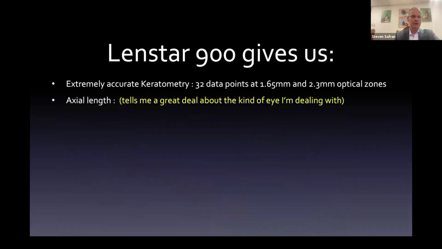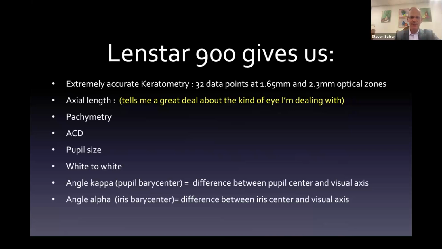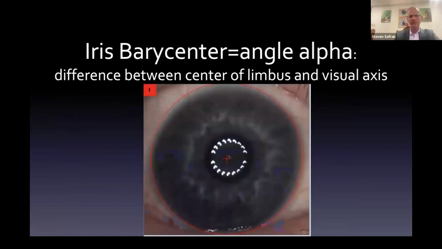All of the biometers will give you good axial length measurements. They all do that, and the Lenstar is very accurate, and it tells me a lot about the kind of eye I'm dealing with. When I look at a patient who's had surgery, I want to know, is this a 19 millimeter eye or a 29 millimeter eye? Because there's a big difference in every little aspect of what I'm going to do based on that. It gives me pachymetry, anterior chamber depth, pupil size, white to white, angle kappa measurements, and angle alpha measurements. And I look at these images for information.